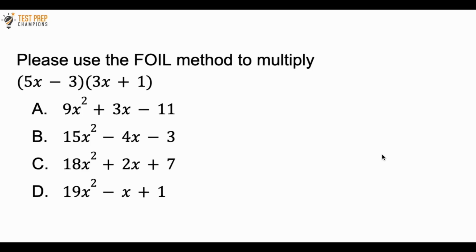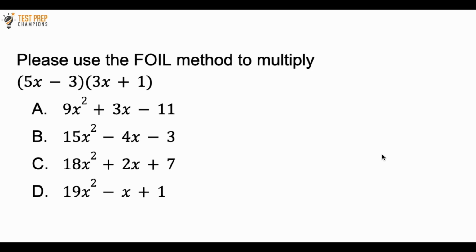Please use the FOIL method to multiply (5x - 3)(3x + 1). Let me give you a chance now if you'd like to pause the video, try this out, and whenever you're ready, we'll go over the answer. Okay, so let's talk about this question.